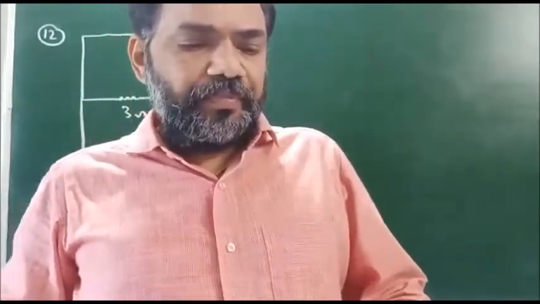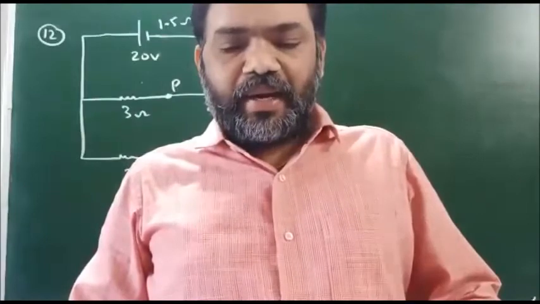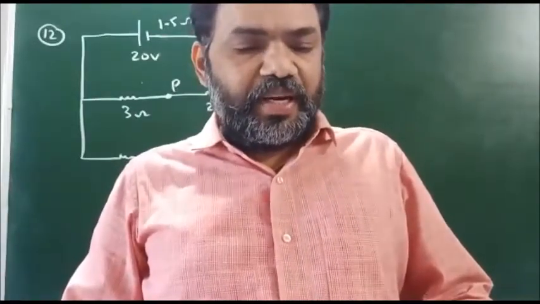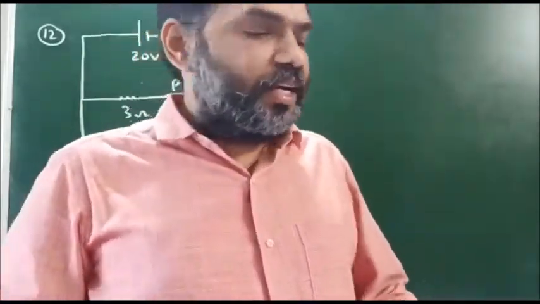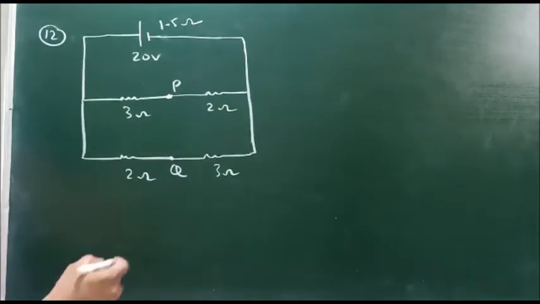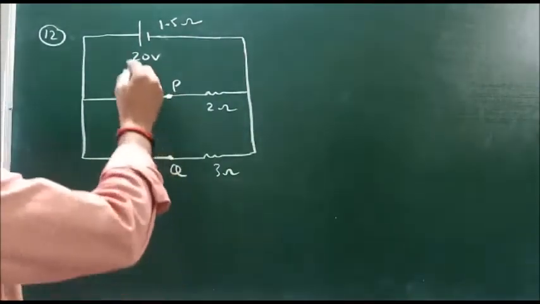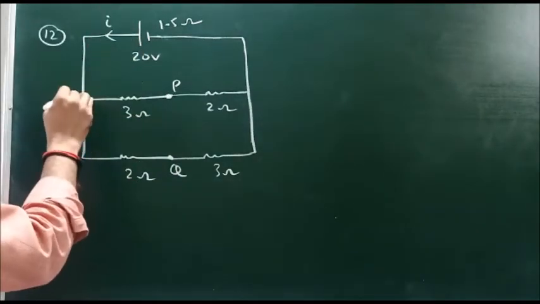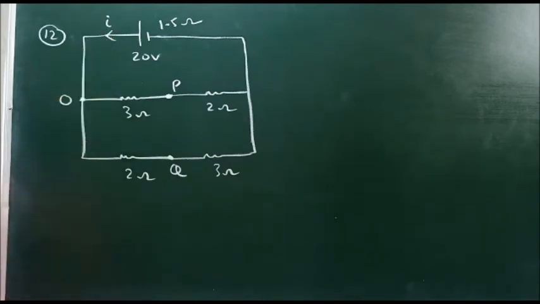Question number 12. If in the circuit shown below the internal resistance of the battery is 1.5 ohm, and Vp and Vq are the potentials at P and Q respectively, the potential difference between the points P and Q is... To calculate the potential difference between points P and Q, we must calculate the current coming from the battery. Let the current coming from the battery be I and let this point be O.